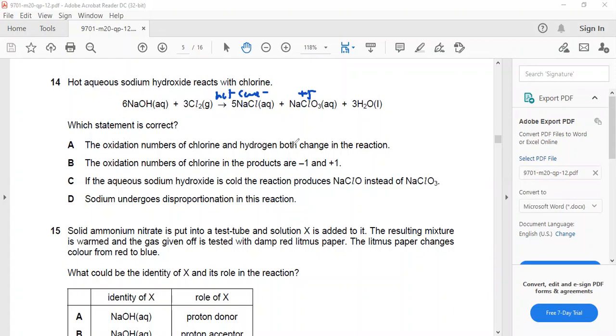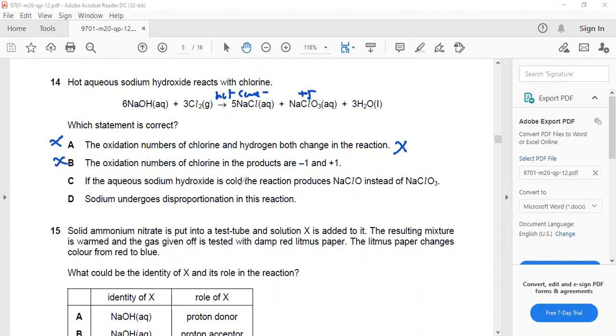Oxidation number of chlorine and hydrogen both change? Wrong. Hydrogen's oxidation number changes only when it is attached to a metal. Here hydrogen is not attached to a metal, hydrogen is attached to O. The oxidation number of chlorine changing to something else is wrong because it's +5.